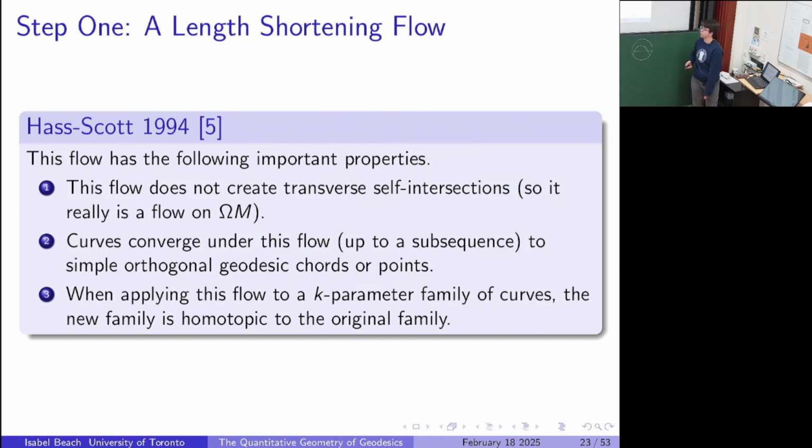This flow has some properties that are especially useful for this. Again, it does not create transverse self-intersections, so it's a genuine flow on omega M. The curves are going to converge to simple orthogonal geodesic chords, or perhaps point curves. And when you apply this flow to a k-parameter family, the new family is homotopic to the original one. So that means when we apply it to our representatives of our certain homology class, we're not going to be getting out of that class.